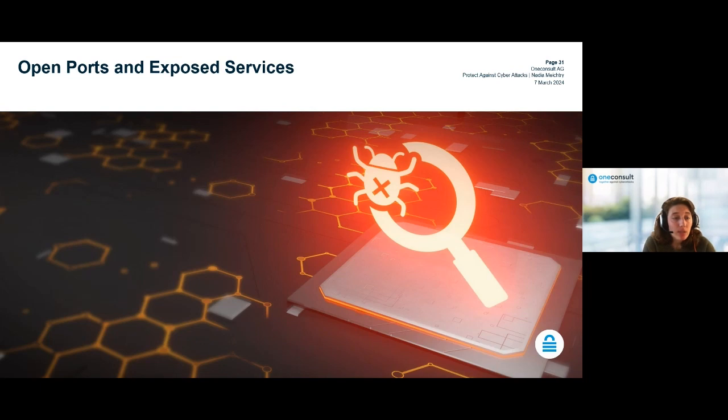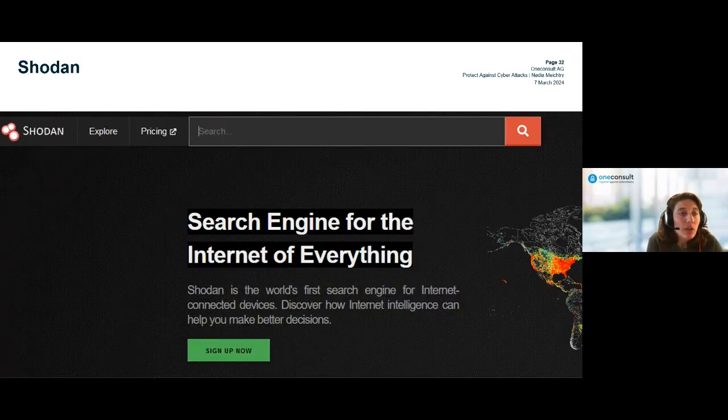For that, attackers often use scanning tools or vulnerability scanners to identify these open ports and misconfigured services that are exposed on the internet. An example of such a scanner is Shodan. It is a search engine. It searches the internet for publicly accessible devices that have at least one open port.